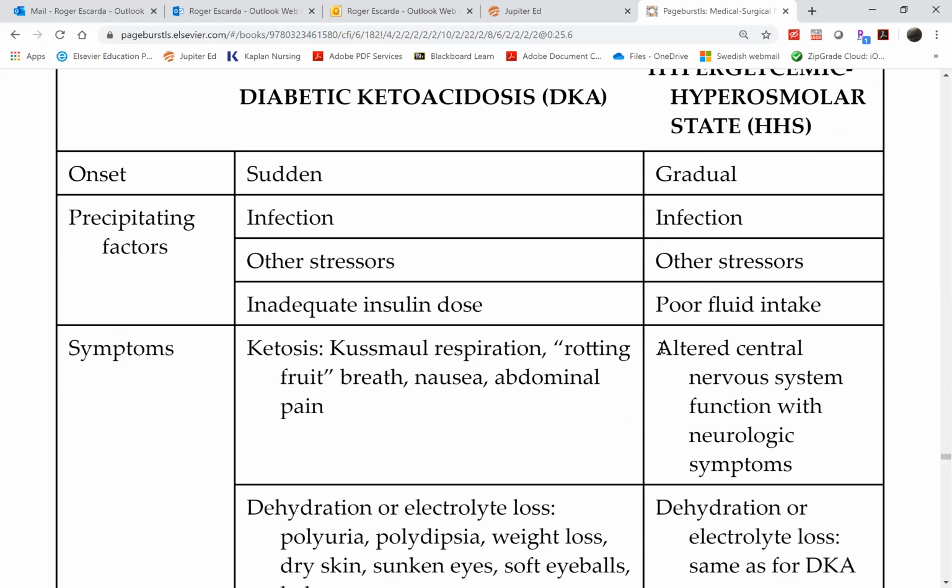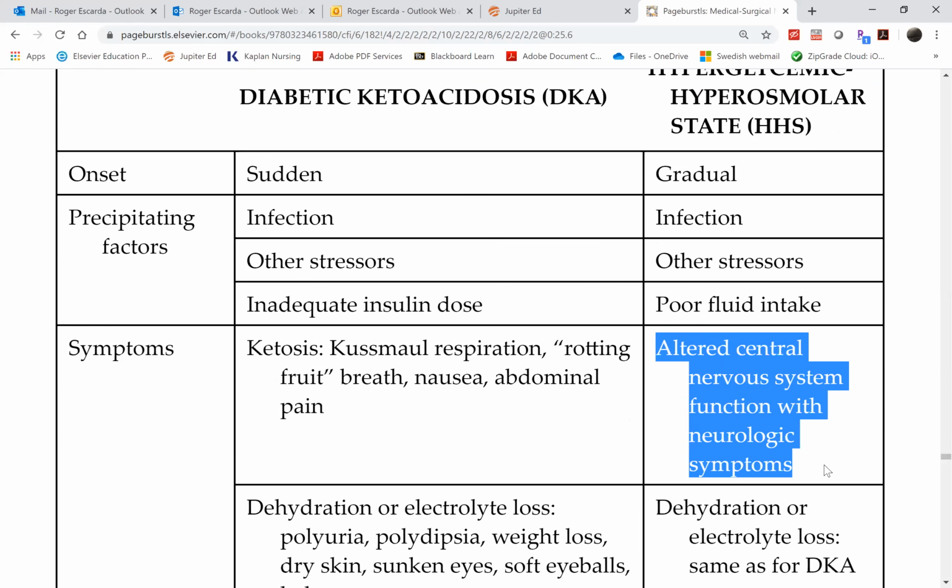The patient has altered nervous system function. So show me what the patient looks like with altered CNS function. Confusion, dizzy. Okay, so when you're confused, are you aware that you're confused? No. Possibly these patients will also turn sleepy and then they'll just go to sleep and never wake up.